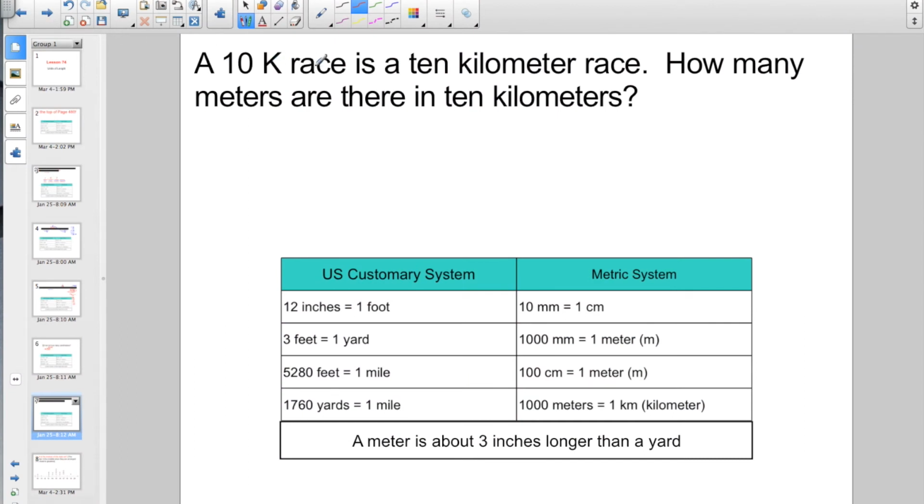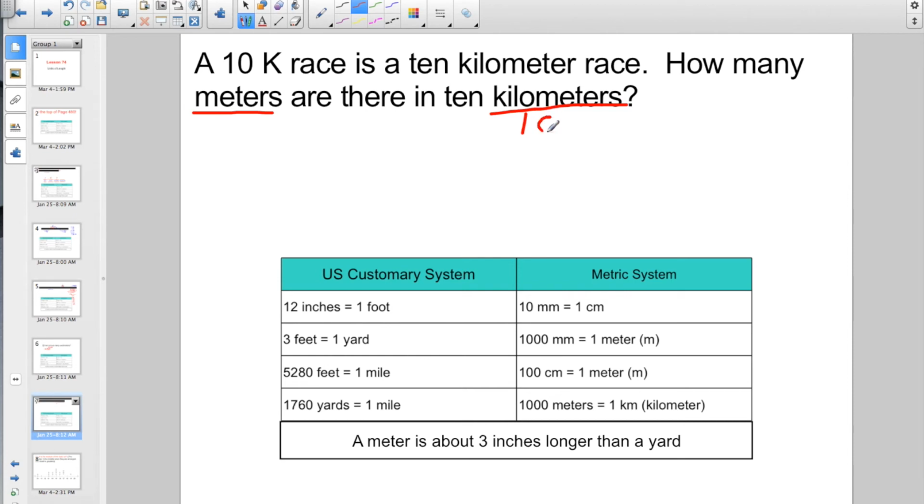One more here. A 10K race really means a 10-kilometer race. And they're asking us how many meters are there in 10 kilometers. So what do we have over here? We know that there's 1,000 meters in 1 kilometer, right? So let's start off here.